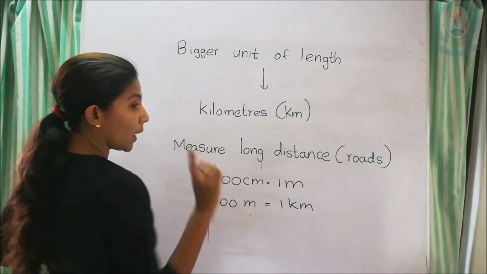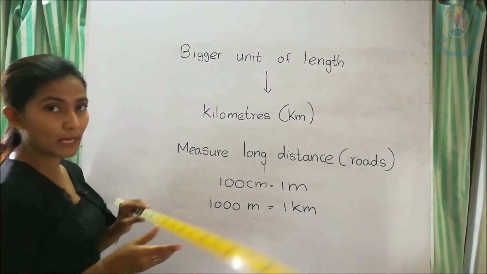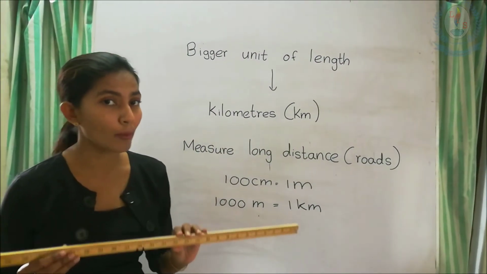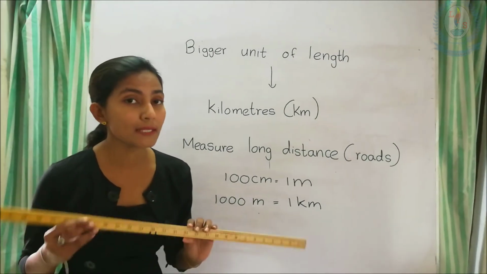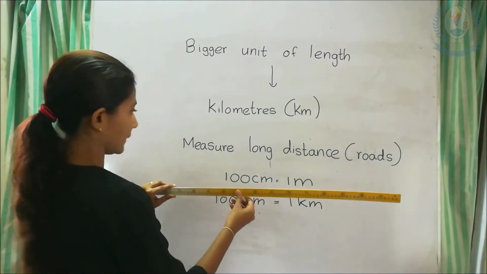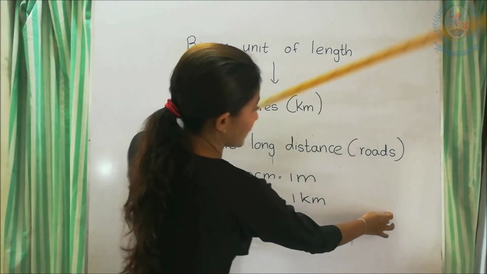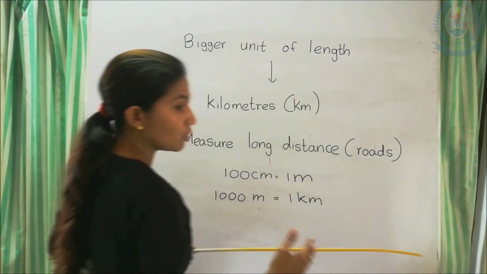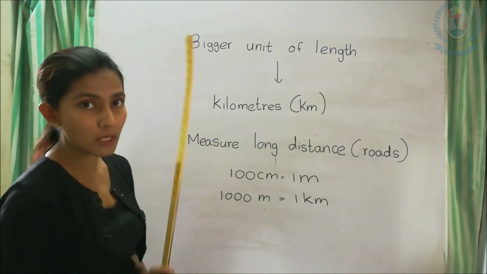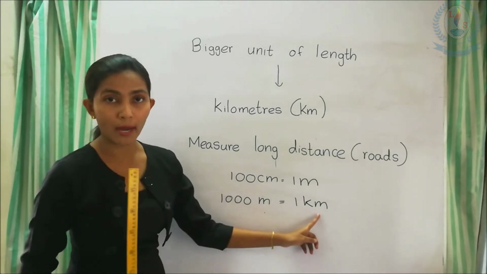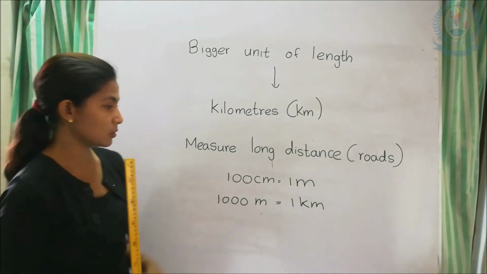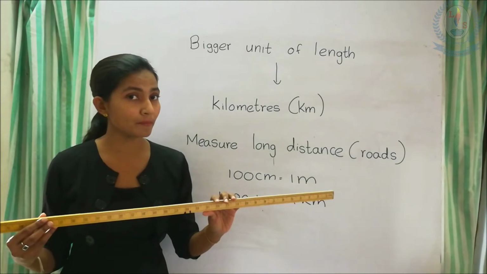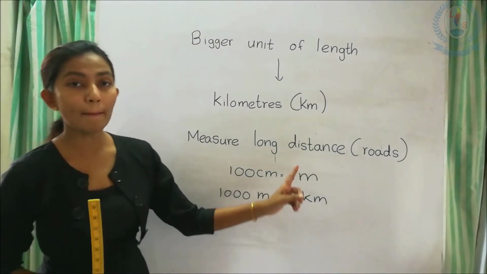you get 1 kilometer. When you place the meter stick, how many times? 1000 times. Yes, when you place this like this, 1, then again to the other end like that, 2. When you keep this 1000 times, you get 1 kilometer. So when you place this one time, it is 1 meter.